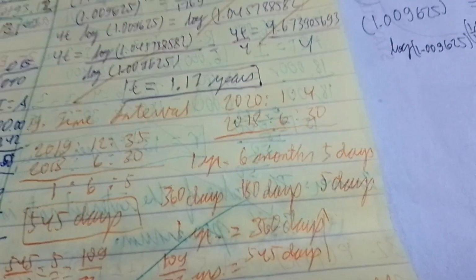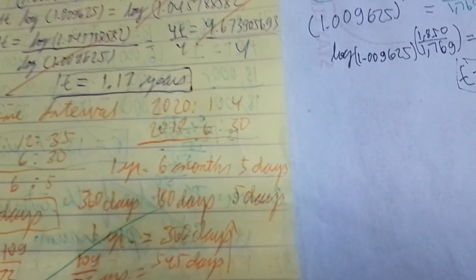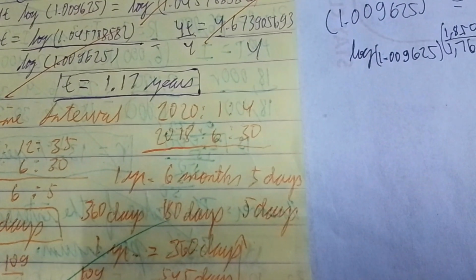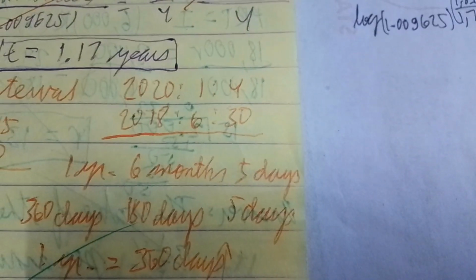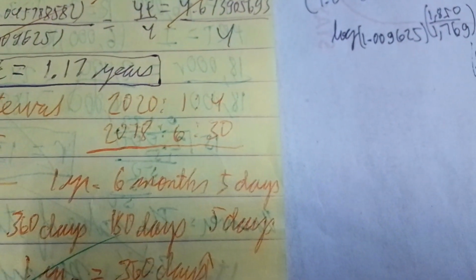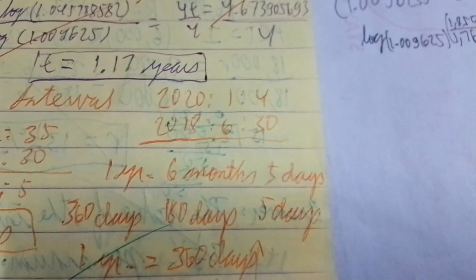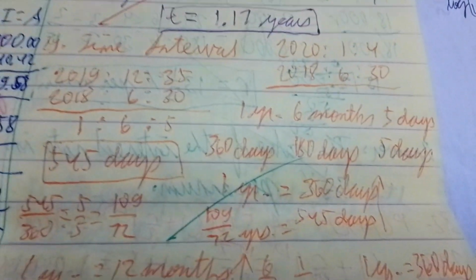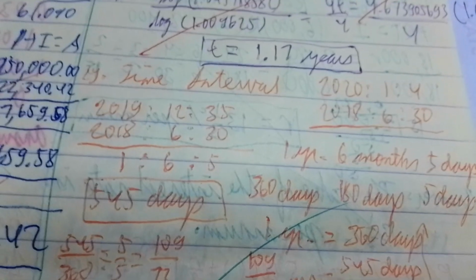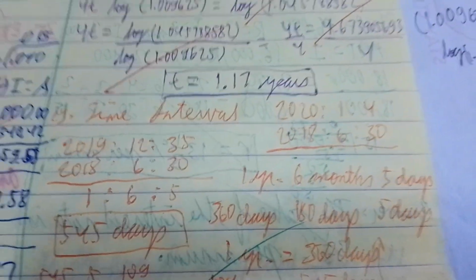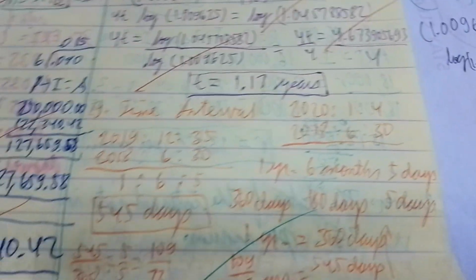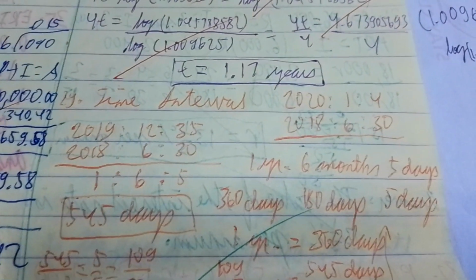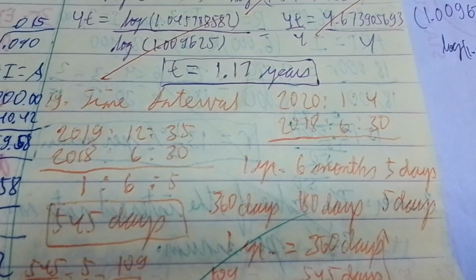But don't forget, we still need to include 1. So therefore, when we add this up all together, 360 plus 180, we should get, what is it? We should get 540 days. But plus 5 days, that's supposed to be 545 days. But we still need to add 1 because of the, what is it? But I think that's the ordinary amount, the ordinary days. So that's why we leave it at 545 days.